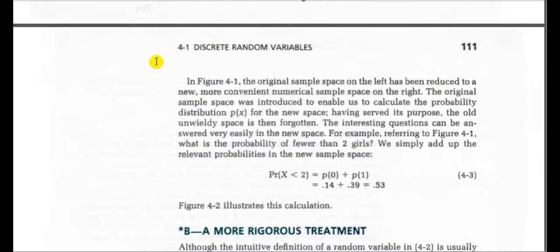The original sample space was introduced to enable us to calculate the probability distribution P of x for the new sample space. Having served its purpose, the old unwieldy space is then forgotten. The existing questions can be answered very easily in the new space. For example, referring to figure 4.1, what is the probability of fewer than 2 girls? That is, the probability that x is less than 2, because x is the number of girls.